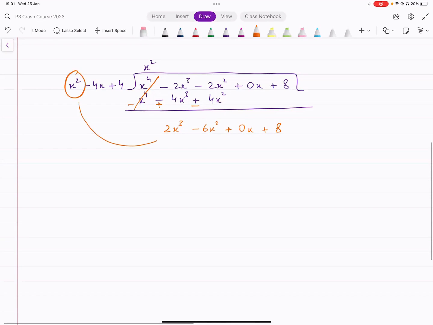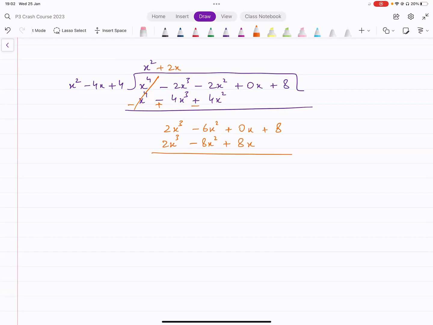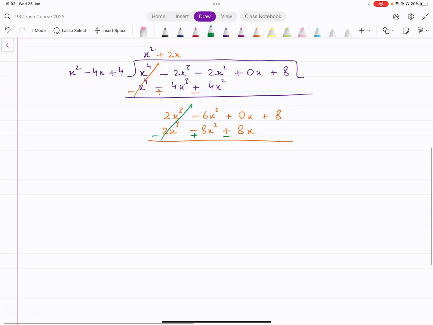What do you multiply x squared by to get 2x cubed? You multiply it by 2x. 2x into this whole thing now. That's 2x cubed minus 8x squared plus 8x. Again, change the signs. This becomes minus, plus, minus. This gets cancelled. And we have 2x squared minus 8x plus 8. What do we multiply x squared by to get 2x squared? Multiplied by 2. 2 into that whole thing, that's 2x squared minus 8x plus 8.